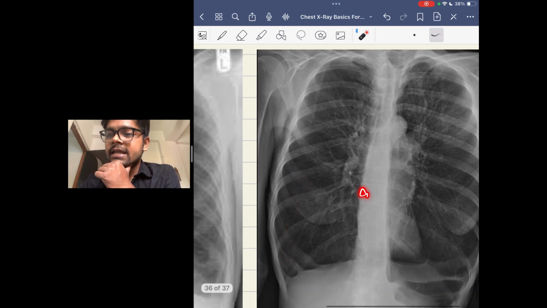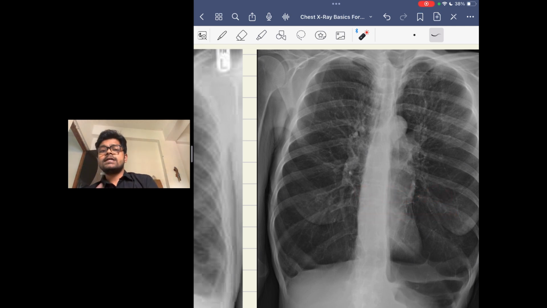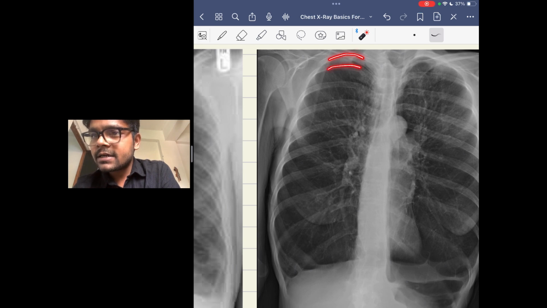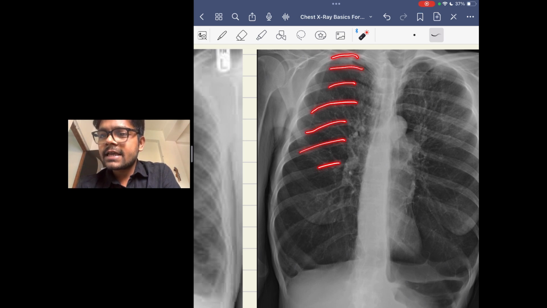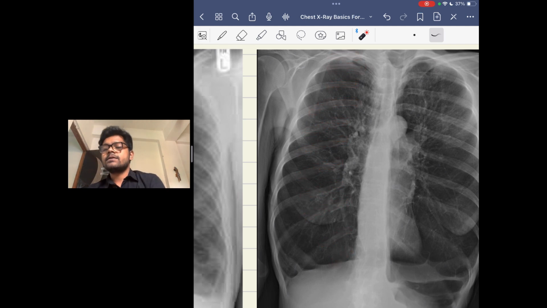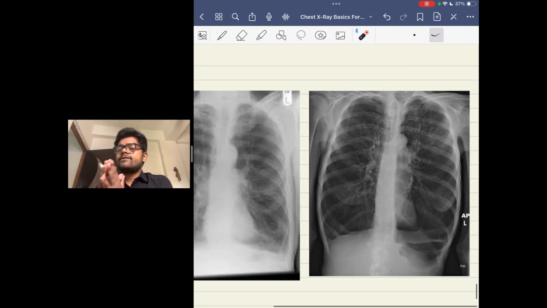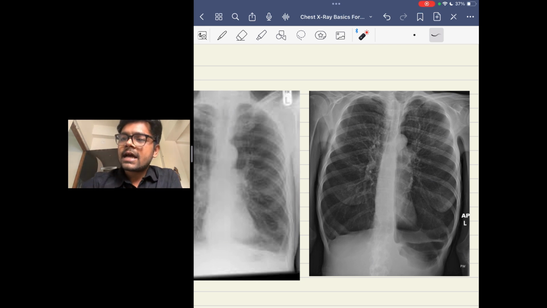So there are 9 anterior ribs when there should be only 7 visible. And note the posterior ribs also. This is the first rib, second, third, fourth. This is the method of rib counting. Fifth, sixth, 7, 8, 9, 10, 11, and this is also the 12th rib. So 11 to 12 ribs are seen in a PA view, and this is a hyperinflated lung field. Now we can call it a hyperinflated lung field.